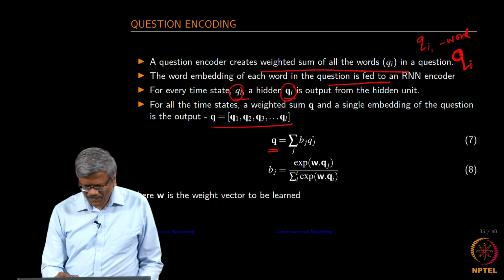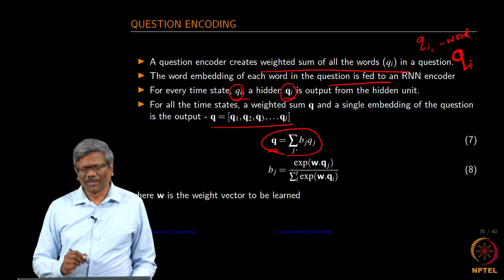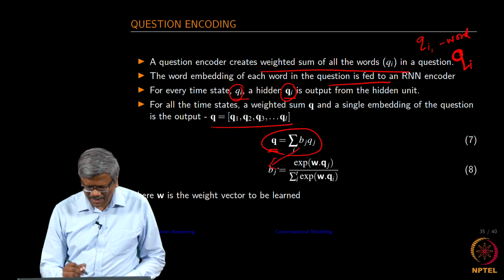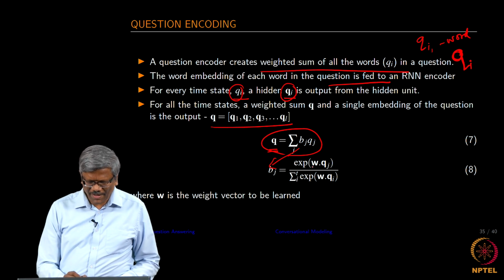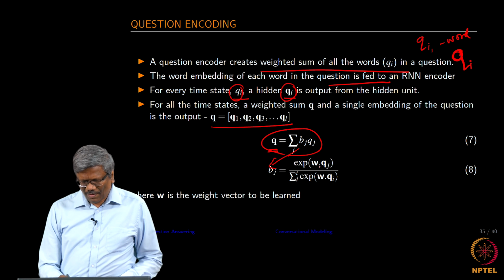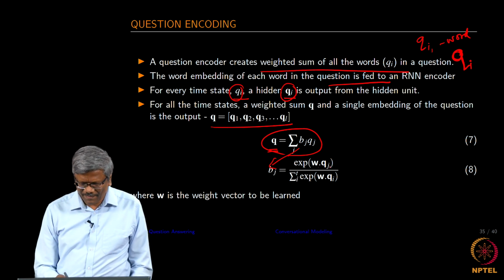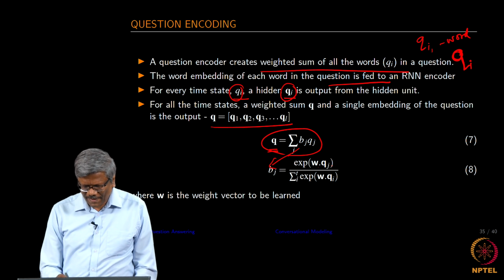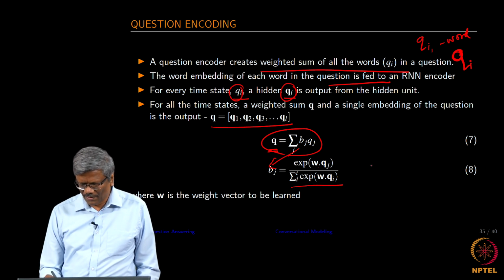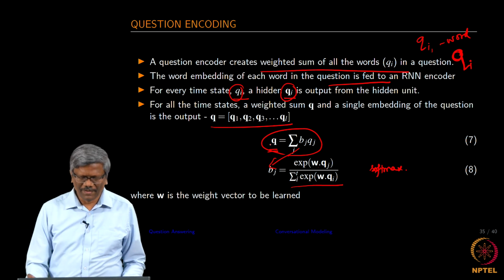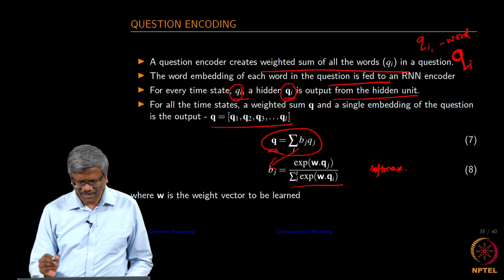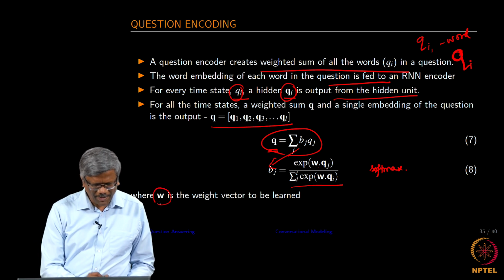is obtained using this relationship, where Bj is nothing but the ratio of the exponential of the weight and the hidden value of the jth element to the sum of all of those. It is very similar to what we saw in the softmax side, right. So, this is a weighted sum of all the hidden values that you find from the hidden unit, and this is what we are going to be learning.